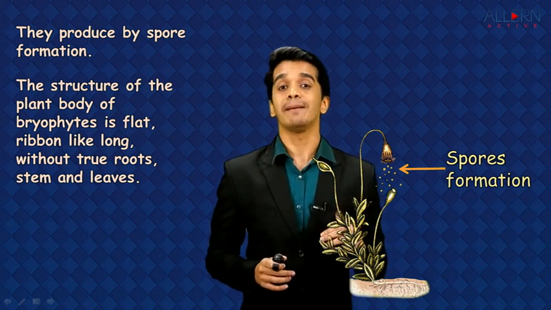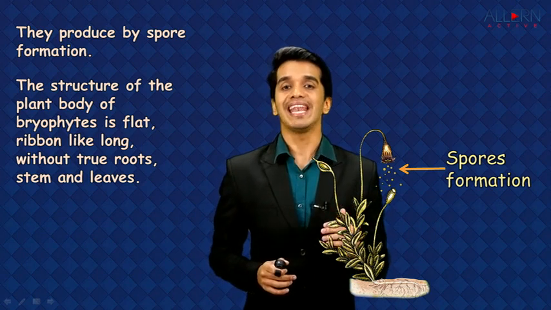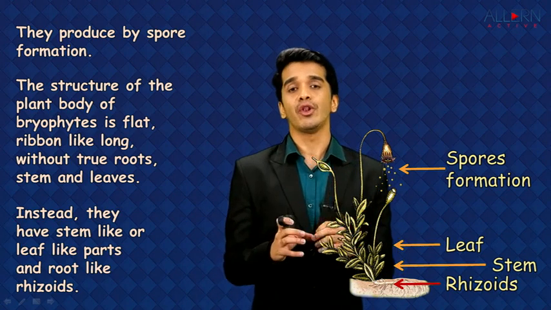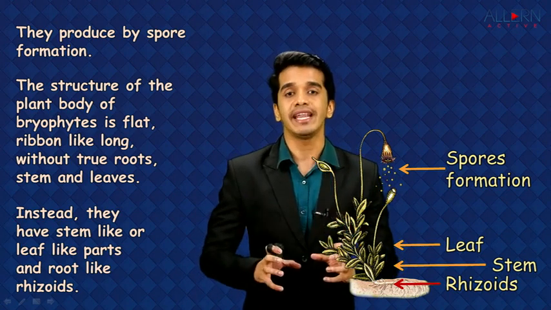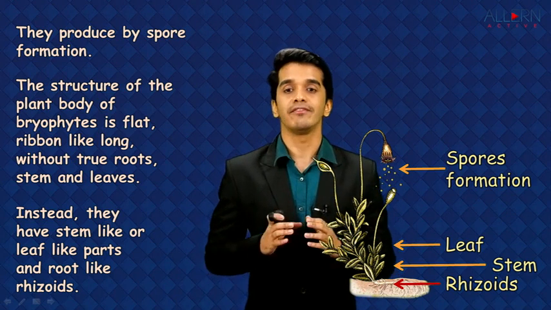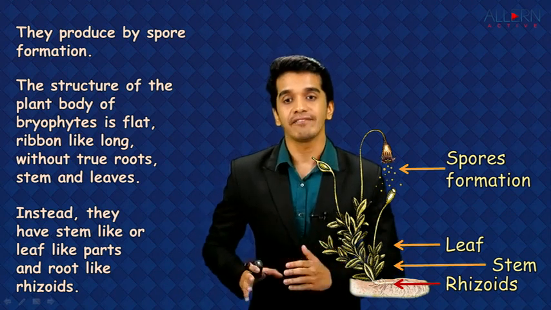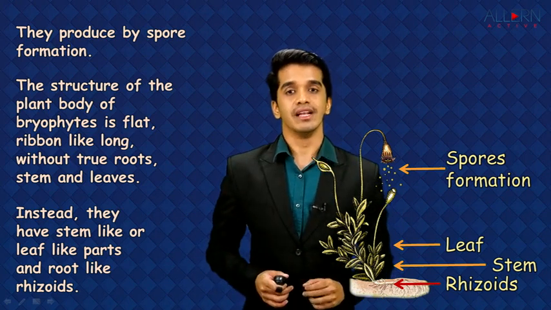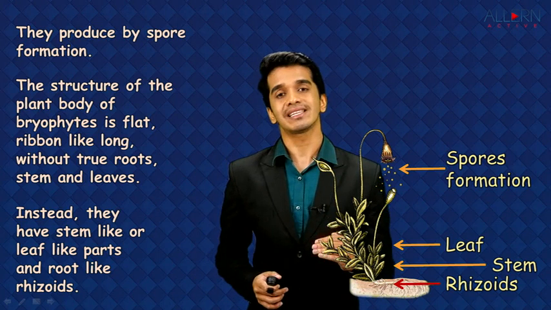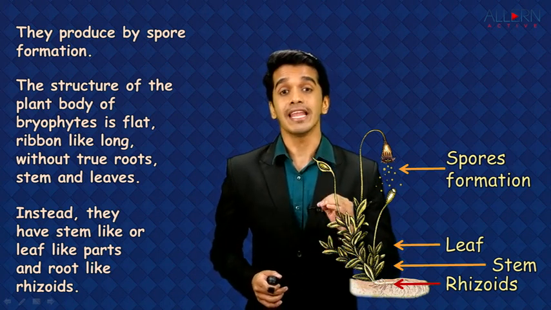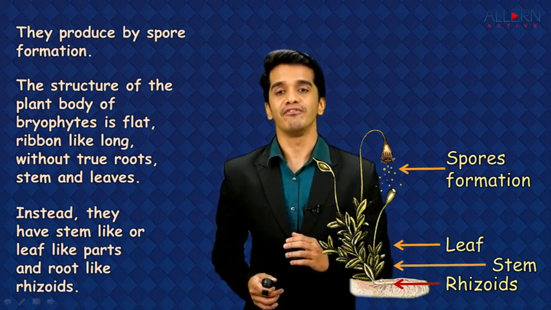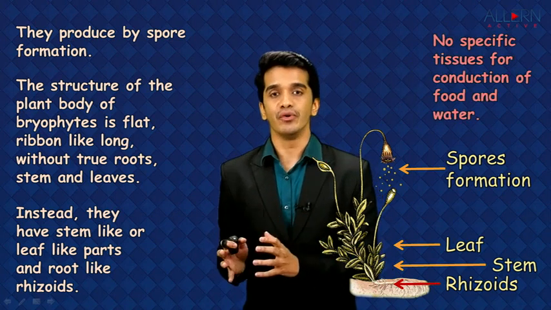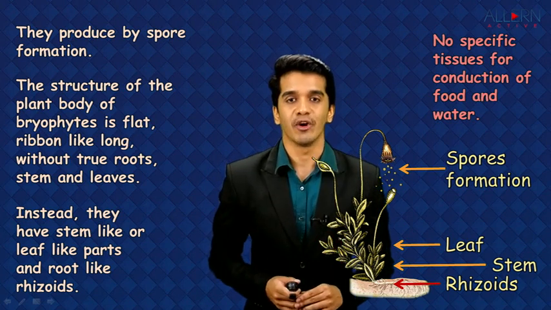That means they have stem-like, root-like and leaf-like structures. Because of this, they are non-vascular. That means they do not contain conducting tissue like xylem and phloem. Instead, they have stem-like, leaf-like or root-like structures called rhizoids. So they perform functions just like those structures, but they do not contain xylem and phloem. There is no specific conducting tissue for conduction of food and water inside the bryophyta.